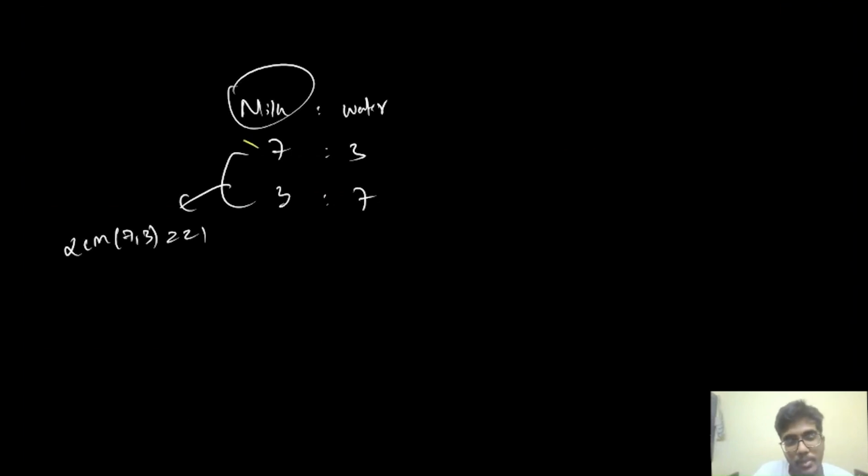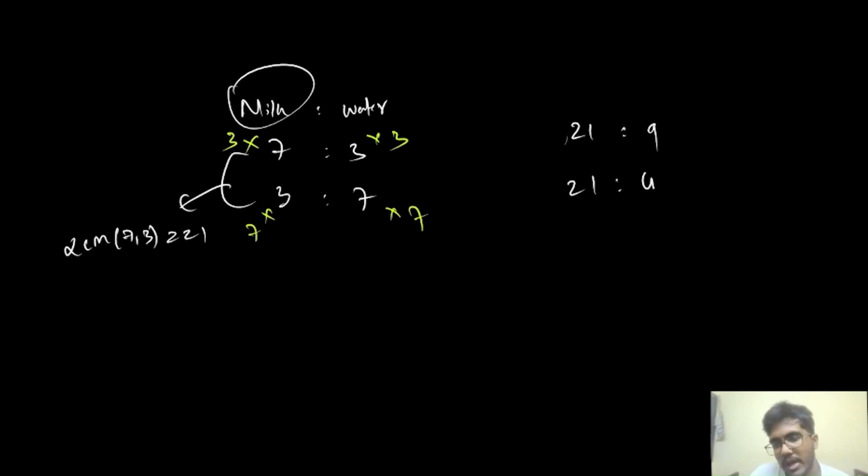How do you do it? Multiply 7 with 3 so that you get 21 in the milk. Multiply 3 with 7 so that you get 21 in the milk in the second ratio. So how did this transform? 21:9, and this is 21:21. Sorry, this is not into 3, this is into 7. So you get this value to be equal to 49. So 21:9 is the original ratio, 21:49 is the second ratio. Now what is the difference in the water quantity? That is equal to 40.